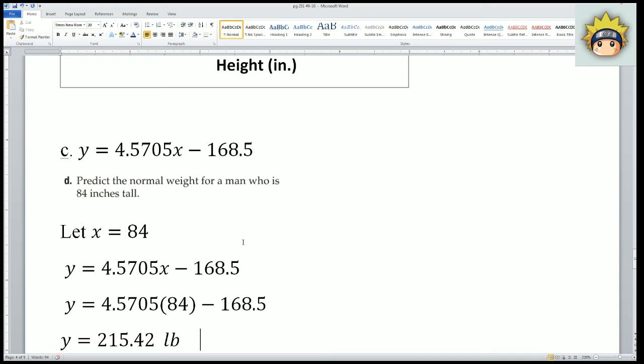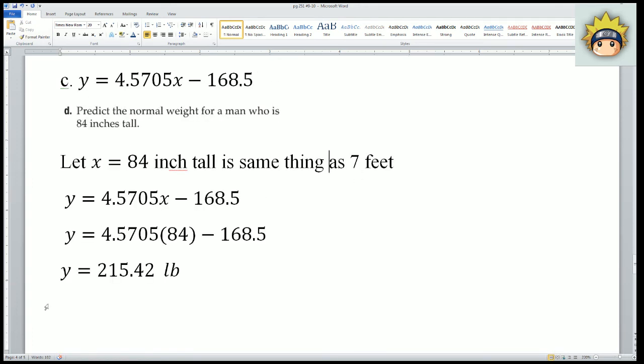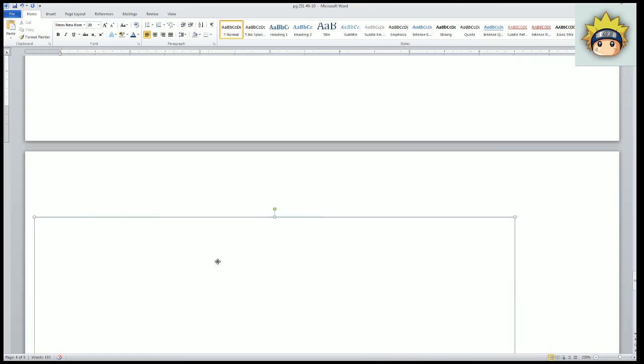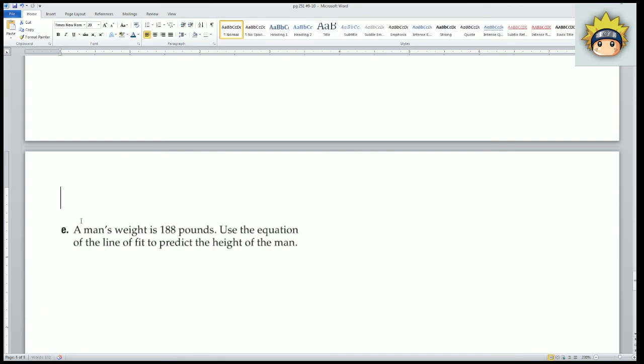Just so you know, 84 inches tall is the same thing as 7 feet. So if you're 7 feet tall, based on the BMI, you should be 215.42 pounds. Next, it says a man's weight is 188.